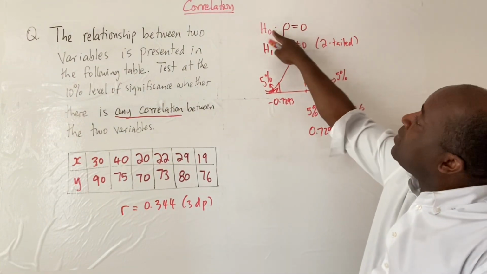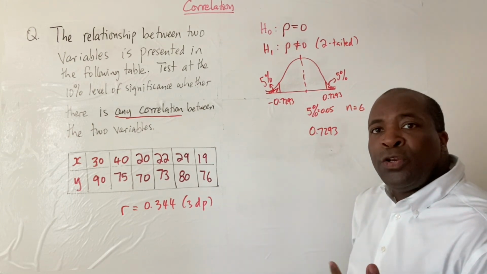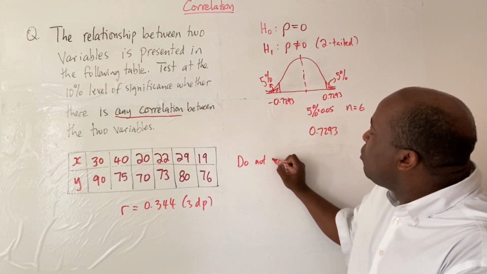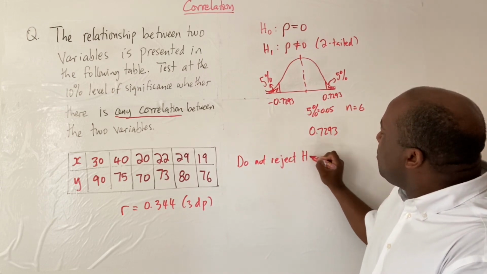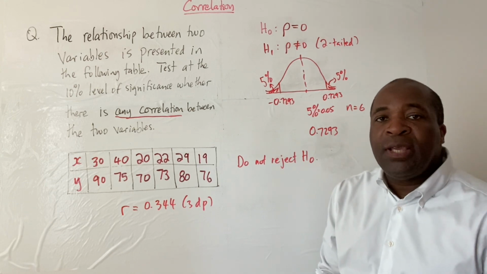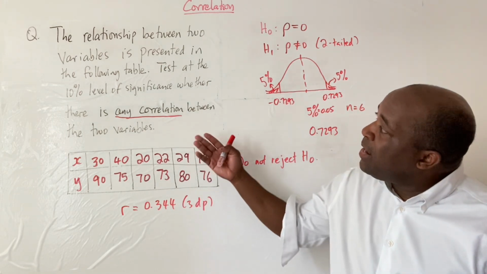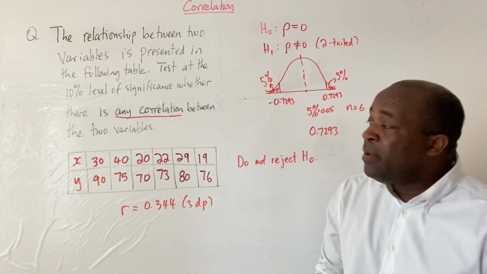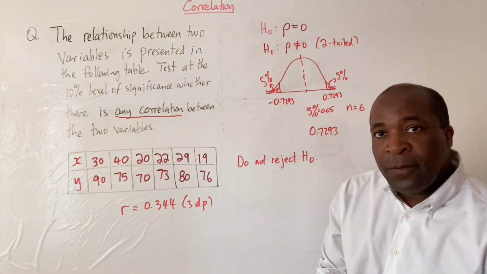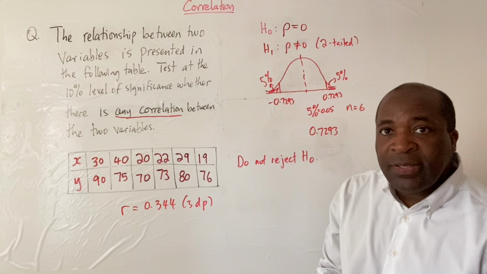Therefore, we're going to accept H0, or if you want to be technical, we are going to not reject H0. So do not reject H0. How would we complete our conclusion? We would say there is insufficient evidence at the 10% level of significance to support the claim that H0 is different from 0. That should satisfy the demands of the question.